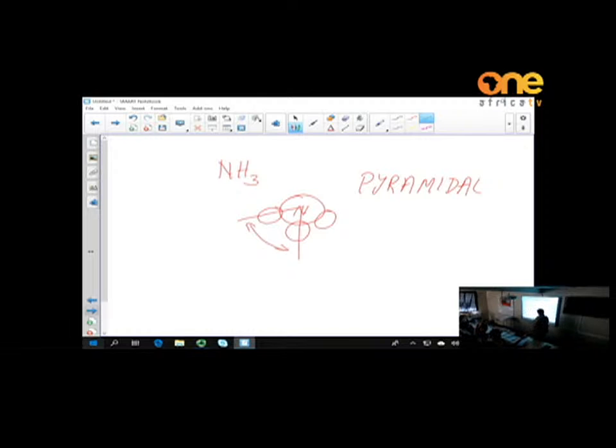Now, when we're going to have a look at ammonia, just have a look. If I go and draw my nitrogen and my hydrogens, there's nitrogen. How many electrons does nitrogen have? 5. 1, 2, 3, 4, 5.